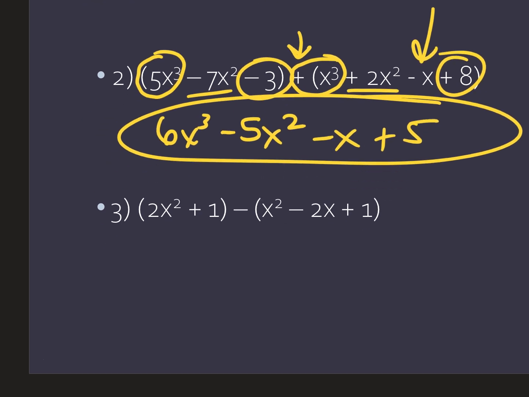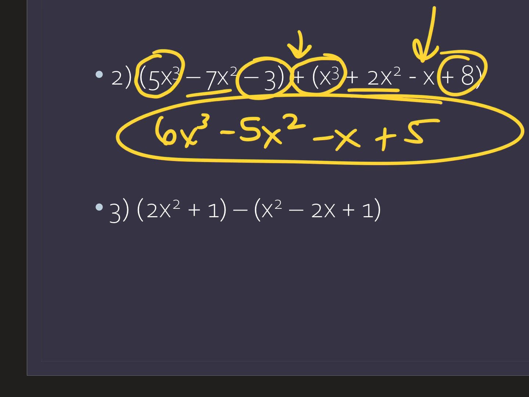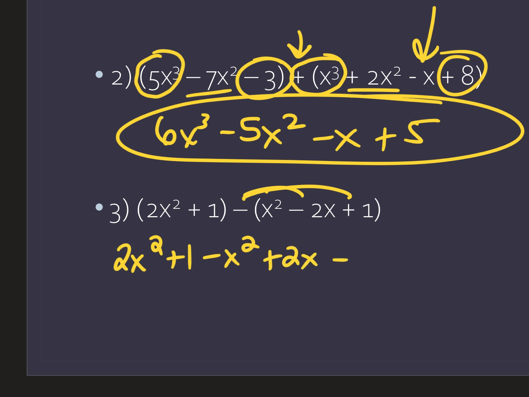How is 3 different from 2? There's a minus sign in the middle. Does that mean anything? What do I have to do? I'm going to subtract. I have to distribute the negative, right? Some of you like to go through and just change the signs within. I like to remind myself that that negative sign goes to everything, and I'm going to rewrite. So I have 2x squared plus 1 minus x squared, then what? Plus 2x, good, then what? Minus 1. And now we combine like terms.